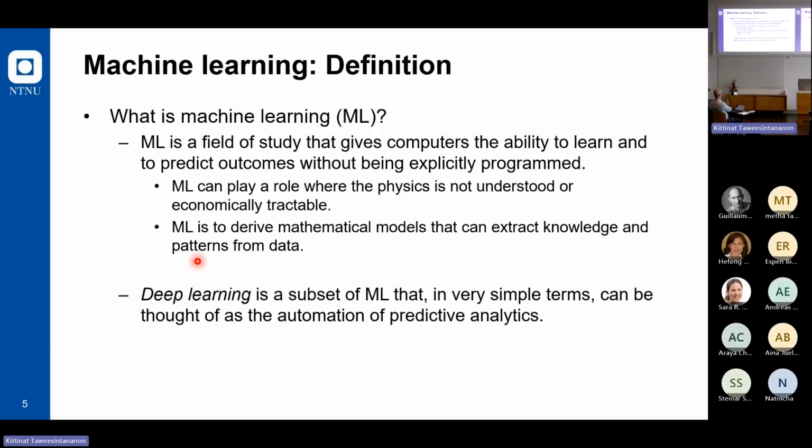And some term that you have heard about is deep learning. Deep learning is a subset of machine learning that, in very simple terms, can be thought of as the automation of predictive analysis.